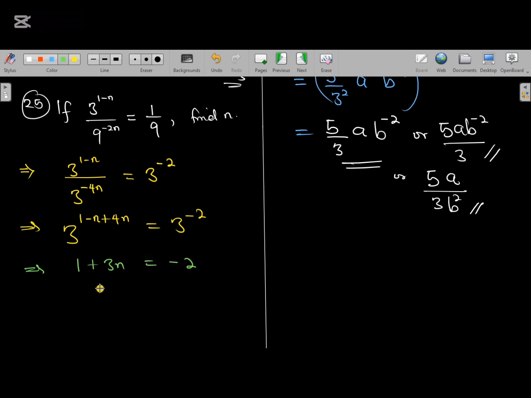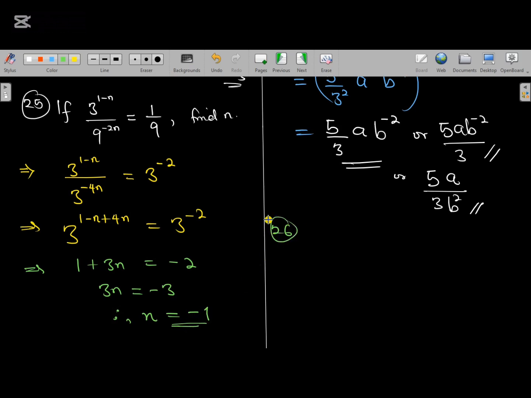Take over 1 to this side. We'll have 3n alone is minus 2 minus 1, which is minus 3. And this is equal to, our n will be minus 3 over 3, which is minus 1 as our solution. This is very beautiful as well.